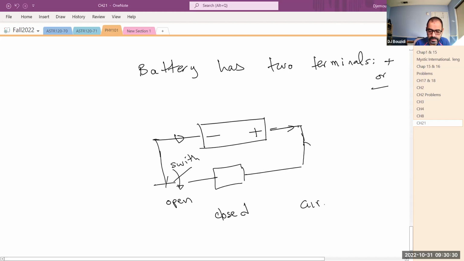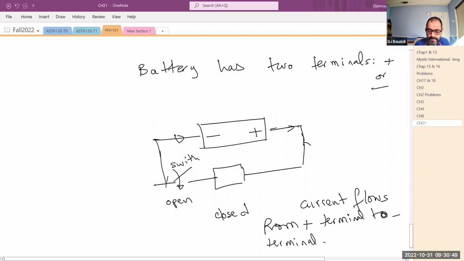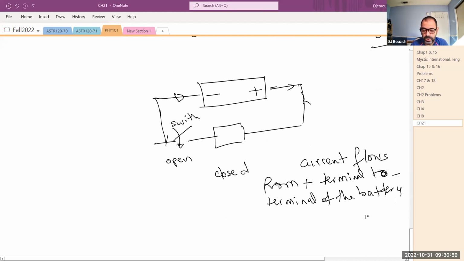Current flows from the positive terminal to the negative terminal, of course, provided the circuit is closed, provided the switch is closed.